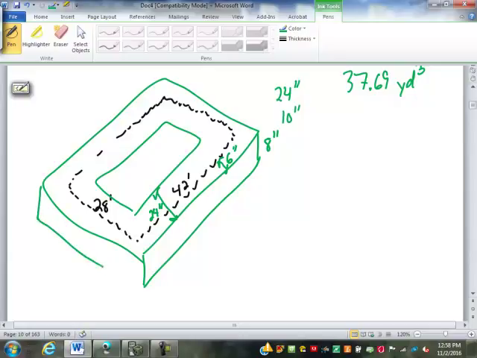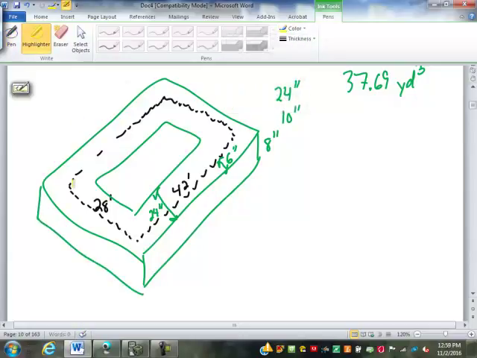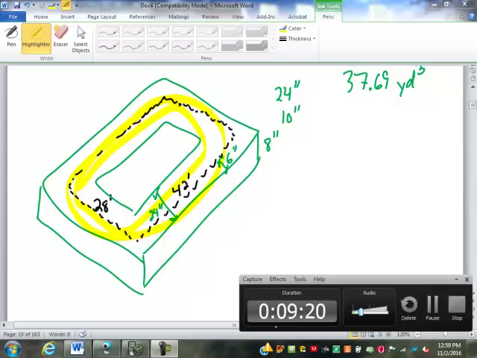Number 1 for me, I want you to find the area of the top of this footing. I'll give you a few minutes to find that, then we'll go from there.